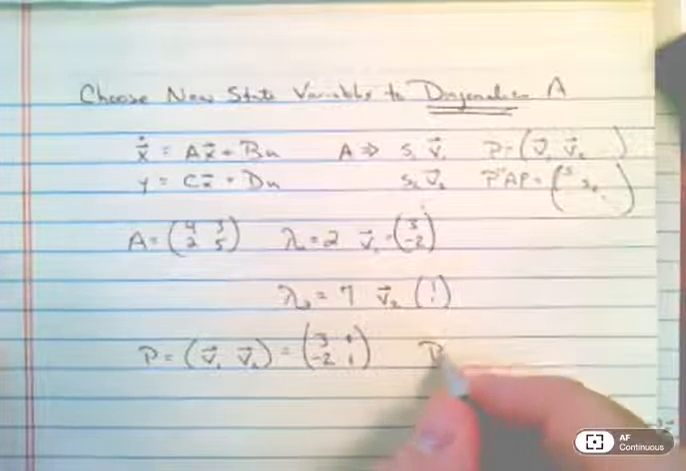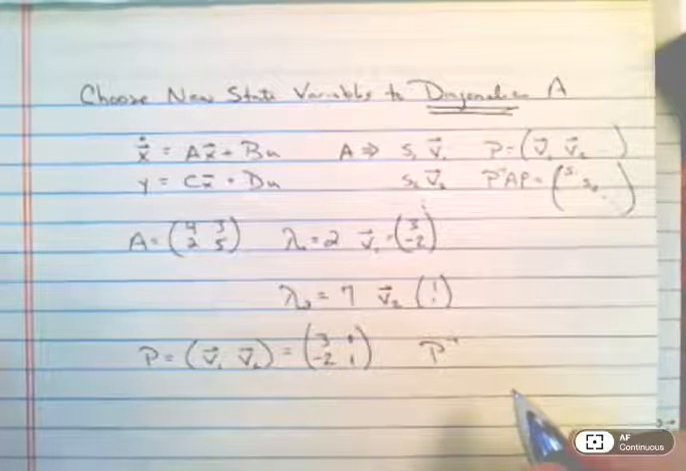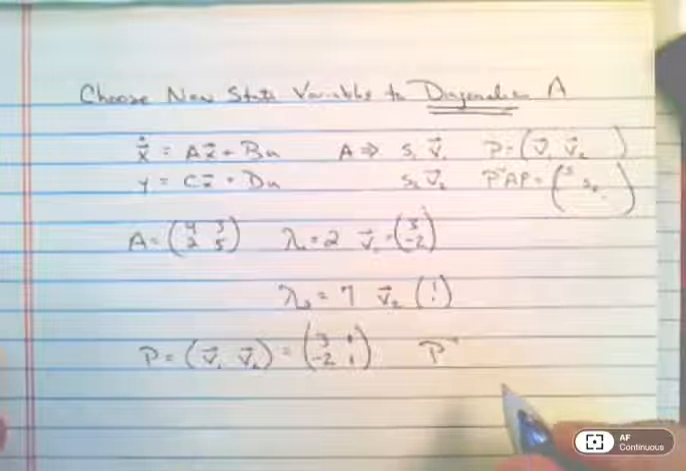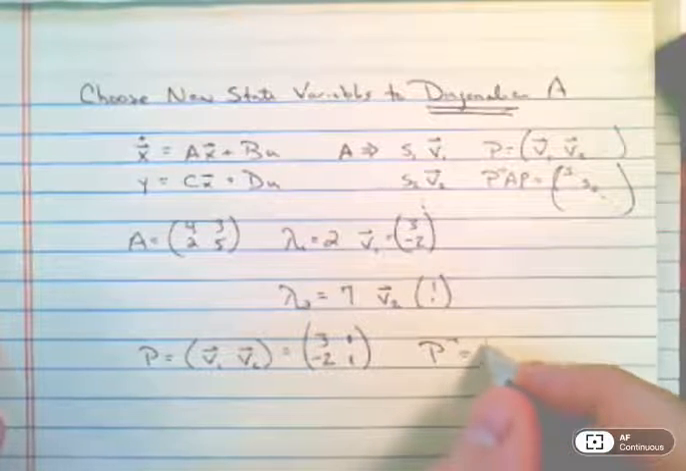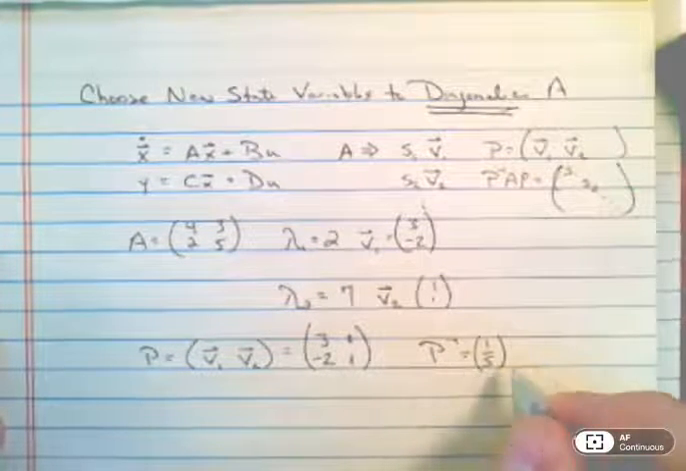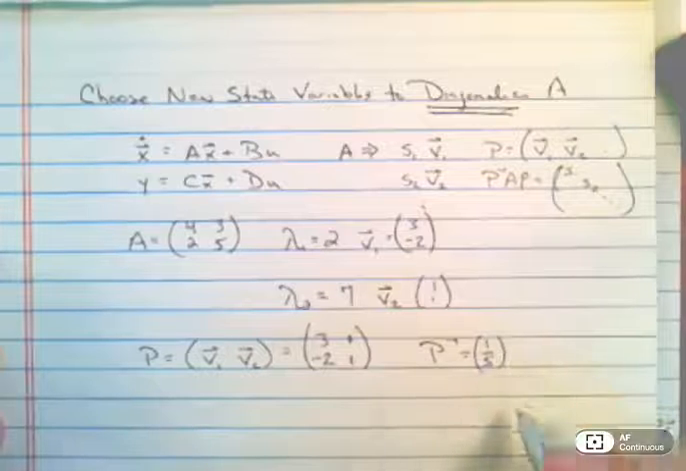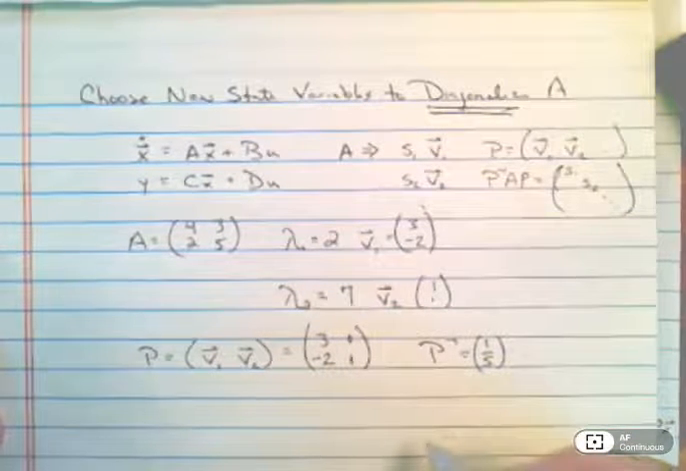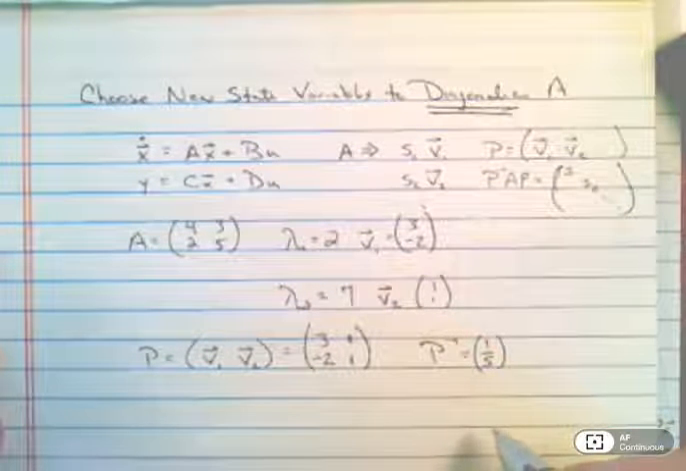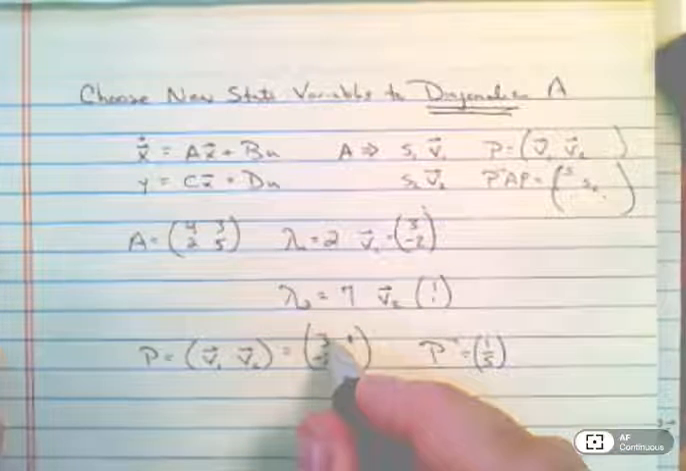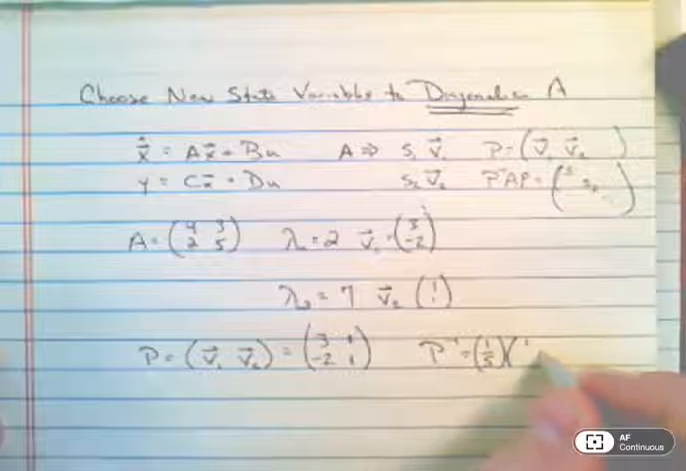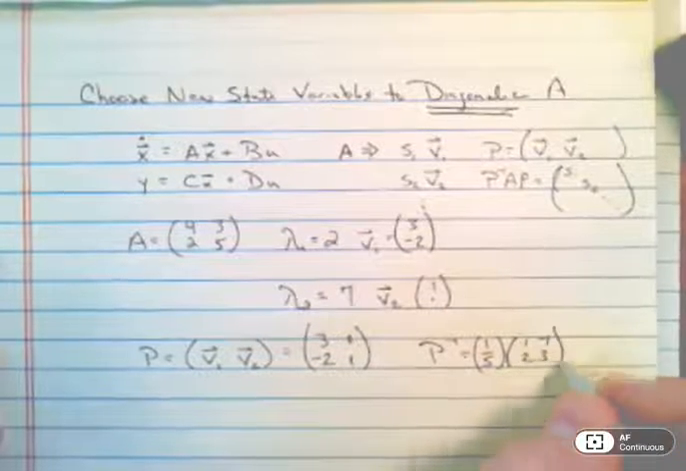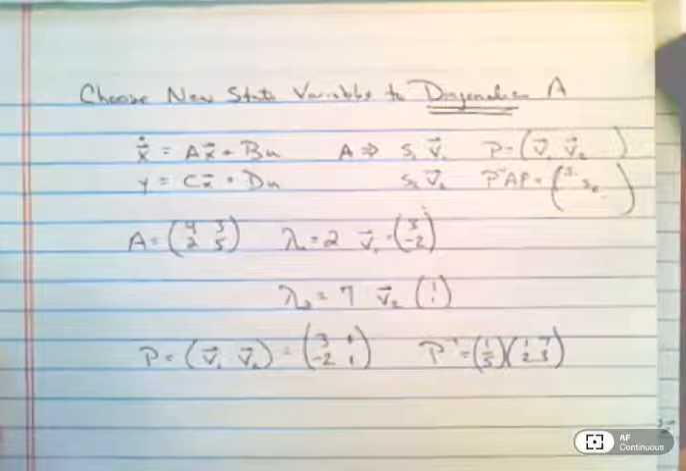When I do this, I can also figure out what P inverse is, and I'll let you figure that out. But the answer is going to be 1/5, so 5 is the determinant: 3 minus a minus 2 gives me a 5. And I'm going to flip the values and negate those, and so I'm going to get 1, 3, minus 1, 2. So there's my P inverse matrix.